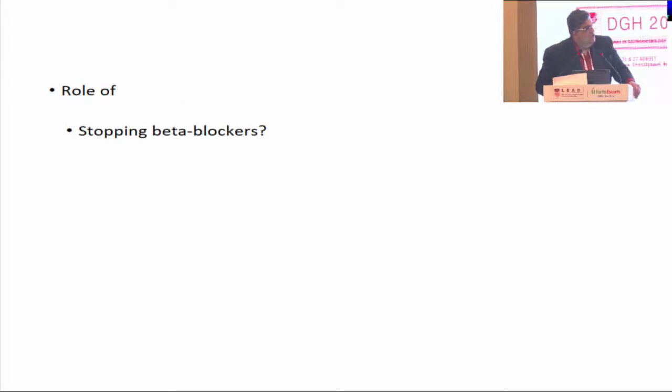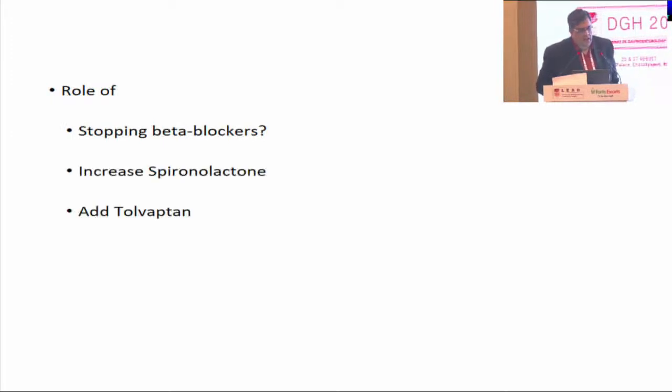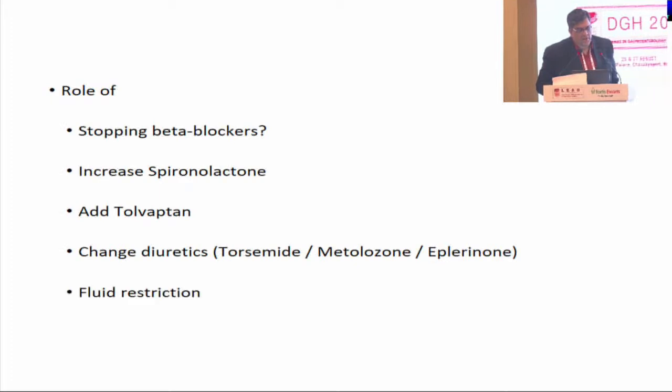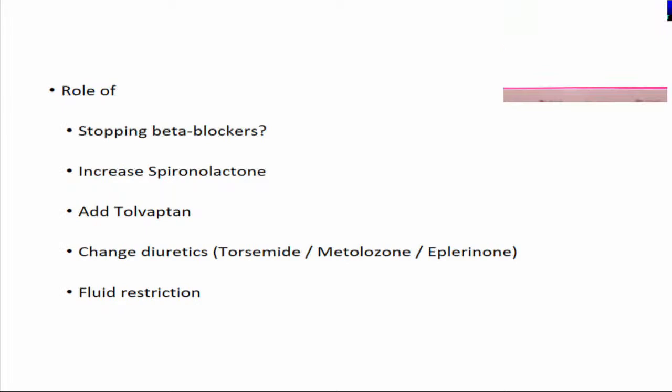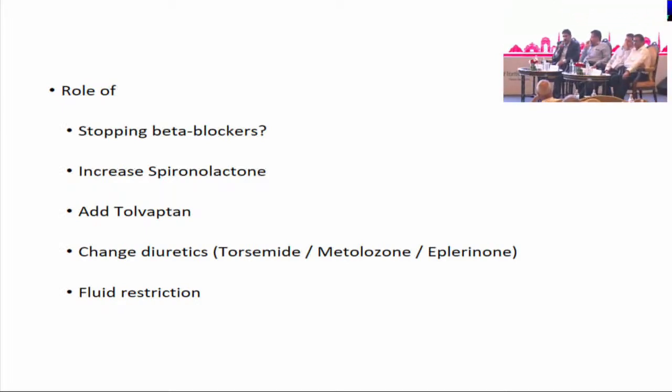So at this stage, would you again stop the beta blockers? I would want each one of you to take one question. Increase spironolactone, add tolvaptan, change the diuretics, and restrict the fluids, or do all of them. So we'll be stopping the beta blockers because his ascites is getting more refractory.